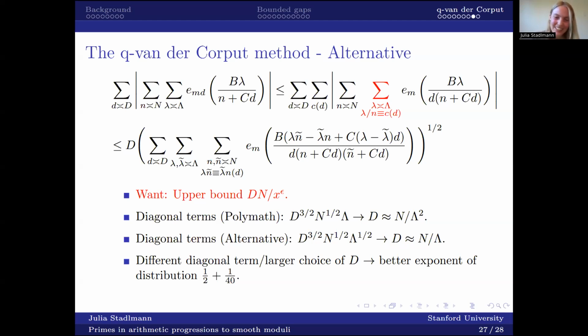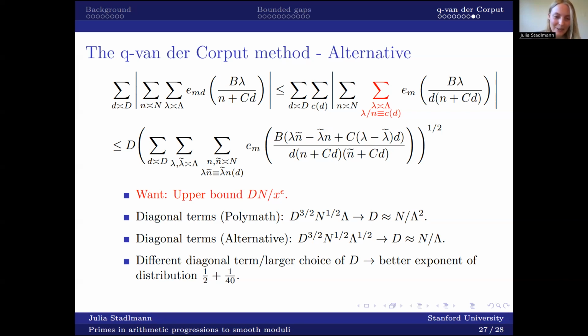But by this argument of getting both n and lambda involved into the Q van der Corput method, we were able to get a different diagonal term, which made the d a little bit bigger. And because the d is now a little bit bigger, that means we get a bit better bounds on the off diagonal terms, and that's what improves the exponent of distribution from 1/2 plus 1 over 40, 1/2 plus 7 over 300 to 1/2 plus 1 over 40.